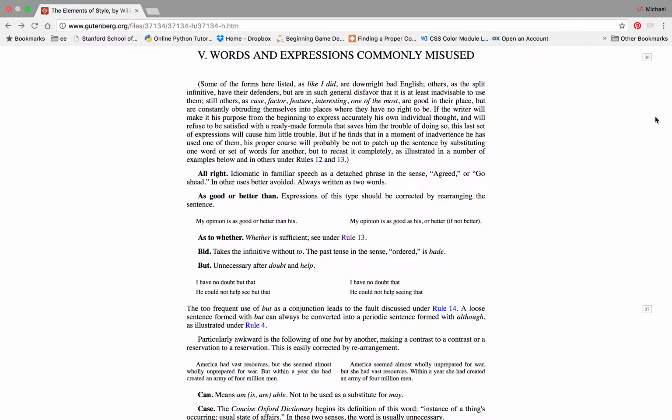Section 5, Words and Expressions Commonly Misused. This is The Elements of Style by William Strunk. Let's jump through it.